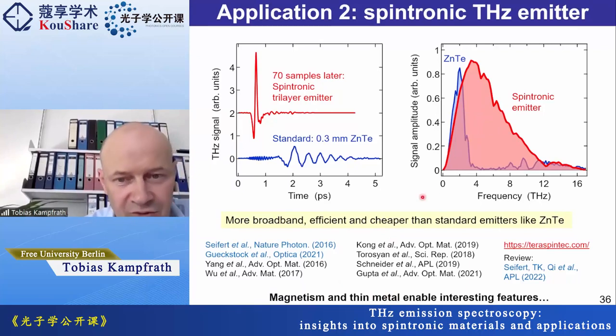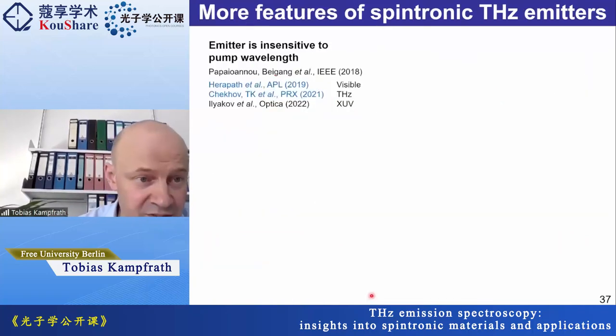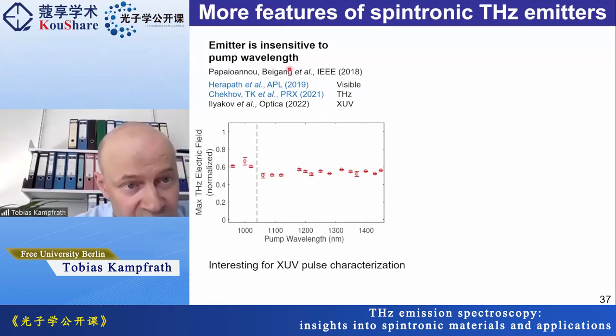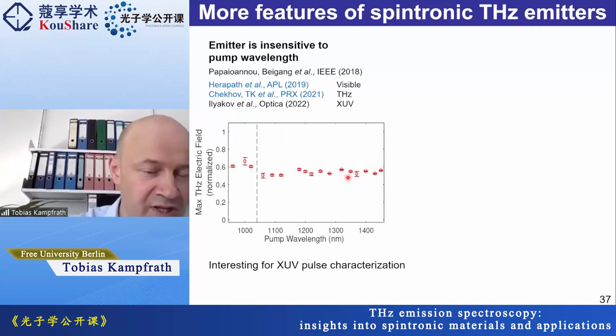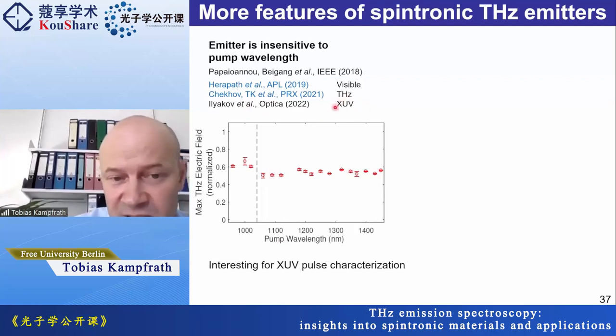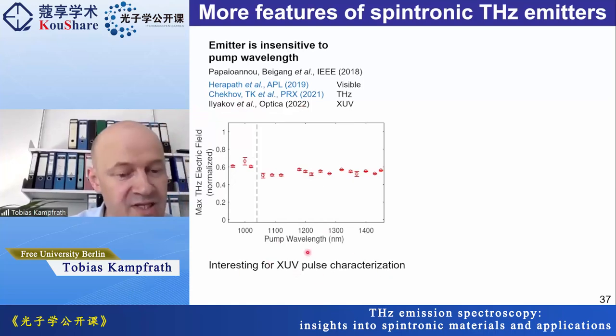And what is interesting about these spintronic structures is that they are magnetic and that they consist of metals. And this enables interesting features. One of them is that the emitter is insensitive to the pump wavelength, as shown here, for example, from 1,000 to 1,400 nanometers. And at each of these wavelengths, you get the same terahertz emission amplitude. So this is nice. You can use any laser for operating these spintronic terahertz emitters. You can even go down to the terahertz range, and you can even use extreme ultraviolet pulses, shown in this paper here from 2022. And this means that spintronic terahertz emitters are interesting for characterizing the shape of XUV pulses. So pulses in the extreme ultraviolet or even X-rays.